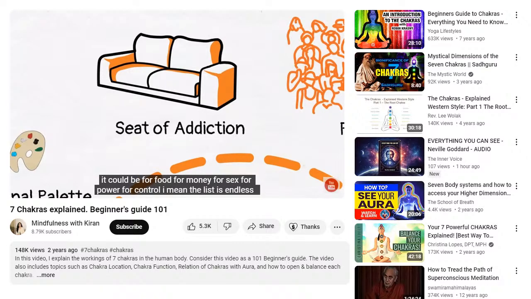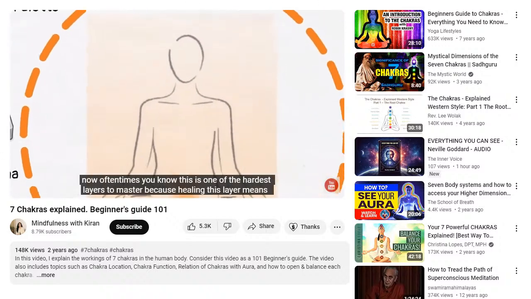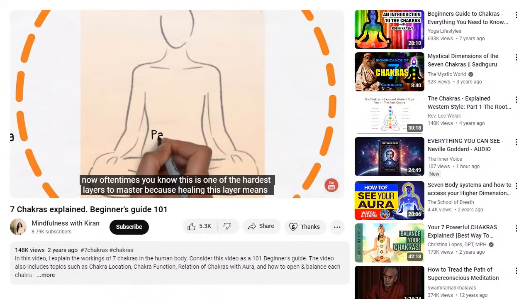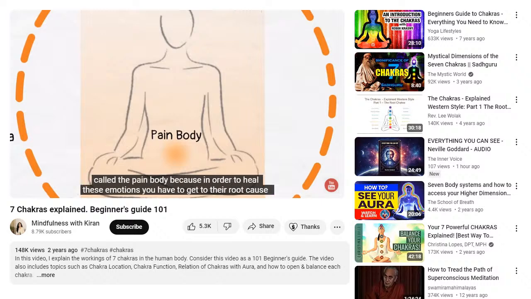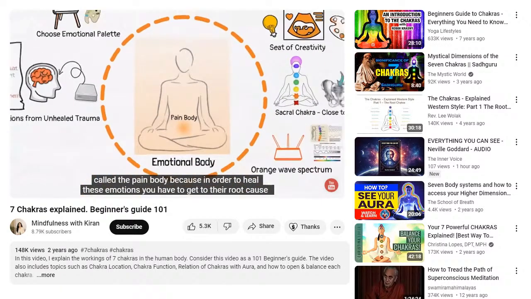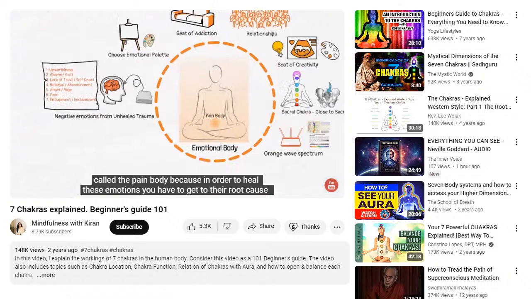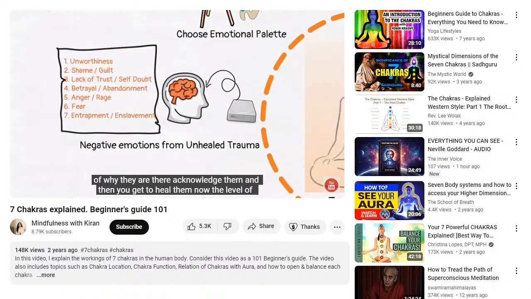I mean, the list is endless. Now, oftentimes, this is one of the hardest layers to master, because healing this layer means you have to clear out all the negative emotions and patterns. And this is why this layer is also called the pain body. Because in order to heal these emotions, you have to get to their root cause of why they are there, acknowledge them, and then you get to heal them.